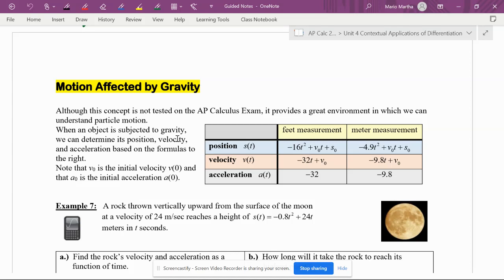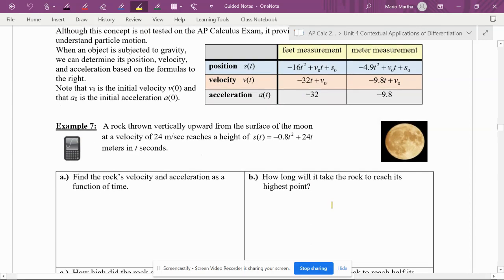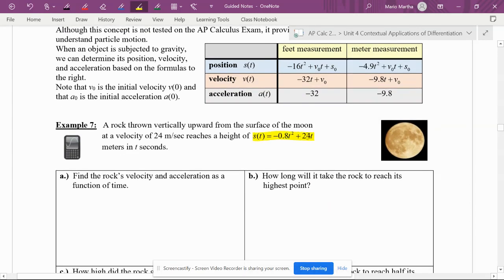Example 7: a rock thrown vertically upward from the surface of the moon at a velocity of 24 meters per second reaches a height of s of t equals negative 0.8 t squared plus 24 t, in meters, t seconds. Again, that's what we're looking at. Find the rock's velocity and acceleration as a function of time.